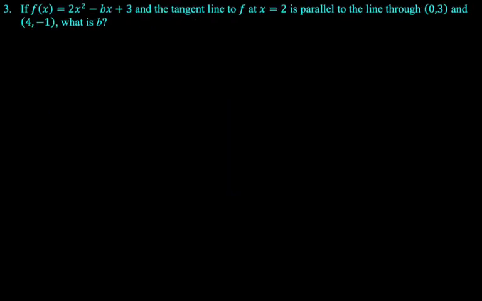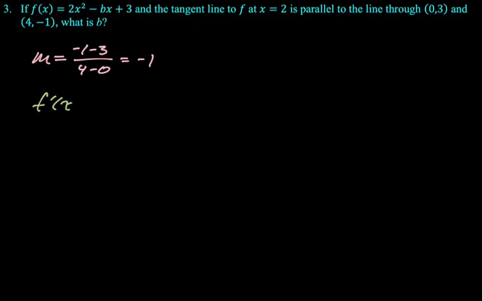If f of x equals 2x squared minus bx plus 3, and the tangent line to f at x equals 2 is parallel to the line through (0, 3) and (4, -1), what is the value of b? Okay, so let's just find that slope first. It's going to be negative 1 minus 3 over 4 minus 0, which is negative 4 over 4, so negative 1. Let's find f prime.